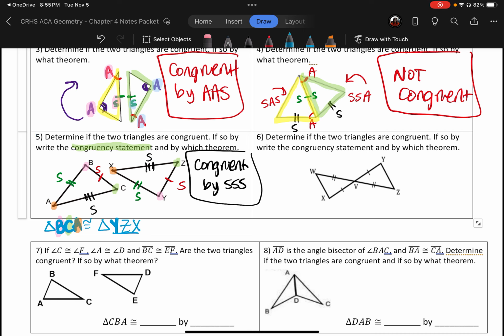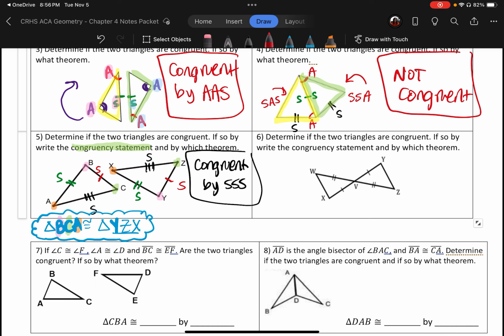So YZX. So my congruency statement is this part right here. This is my congruency statement. And for these, I'll normally fill out the first part for you. Your job is to make sure you match it up and put it in the correct order. So be careful. Please slow down when you get to the congruency statement. All right, so next we'll look at number 6.